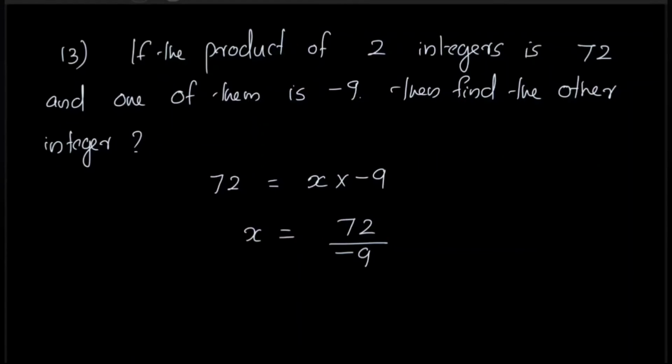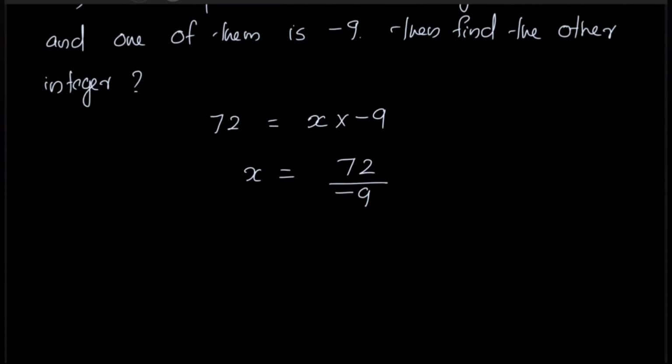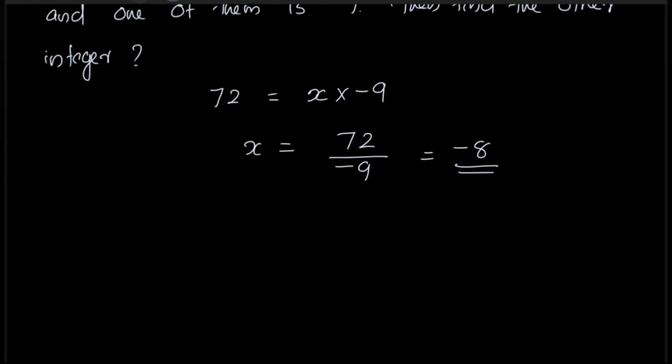That is, taking one number in a particular operation to the other side of the equation will become the reverse operation. So here multiplication is reversed as division. So it is 72 divided by negative 9 equal to negative 8. This is our answer. Next is the 14th question.